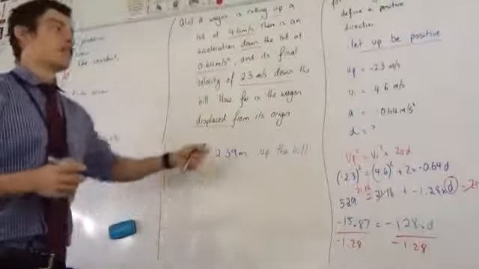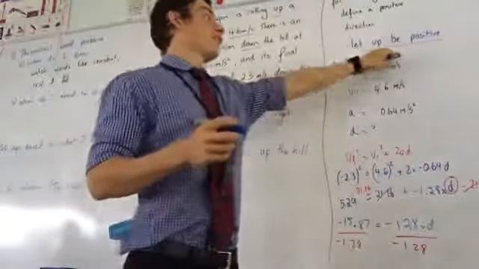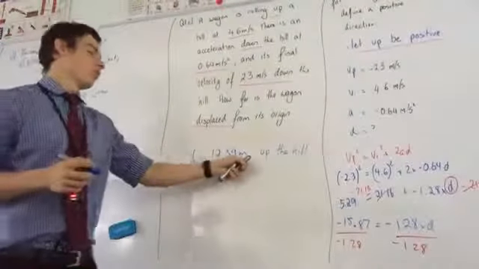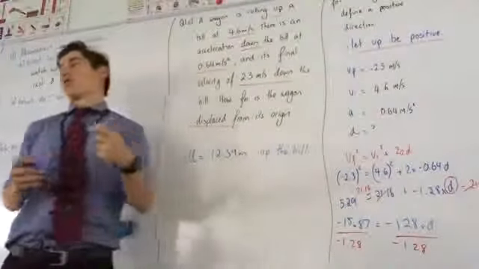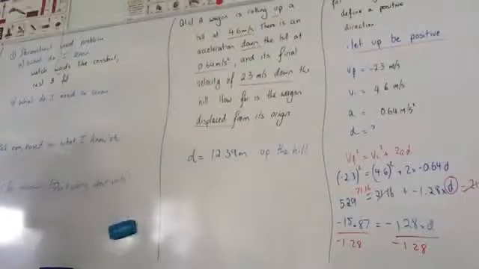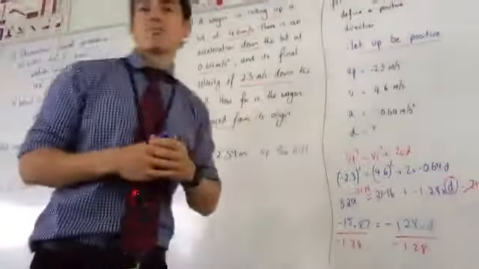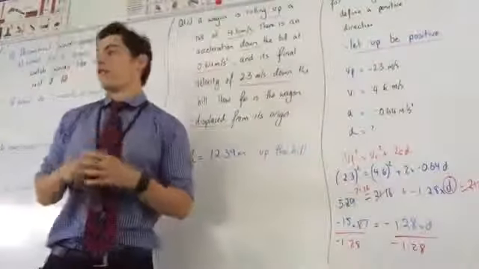If I had defined up to be negative, then this would be negative 12.39, which would mean 12.39 meters up the hill. Does that make sense? So as long as you're consistent with your up or down, it doesn't matter which way you define to be positive or negative.